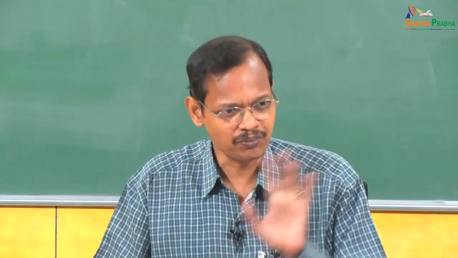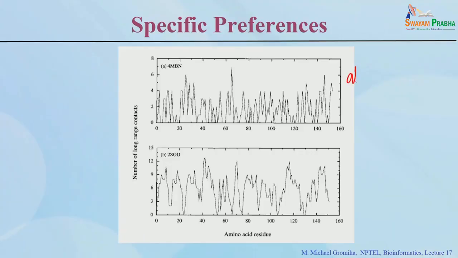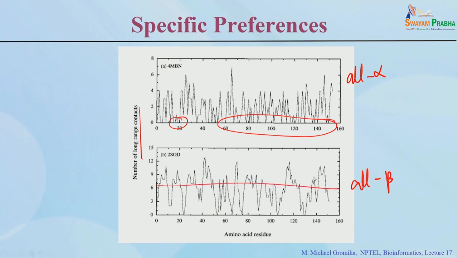This is another example I show. This is all alpha, this is all beta. If you look at these figures, based on the number of contacts, mainly the long range contacts, which one has more number of long range contacts? All beta is expected, right. So, you can see more number there up to 13 contacts, but here it is very less, and in most of the cases it is 0. In many cases you can see 0, there is no long range contact in the case of all alpha proteins, but here there is very less, most of them are having more than 6 long range contacts.